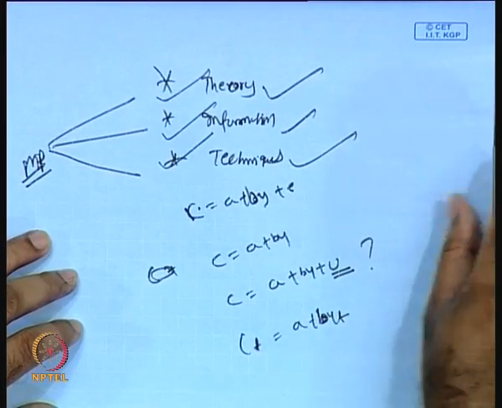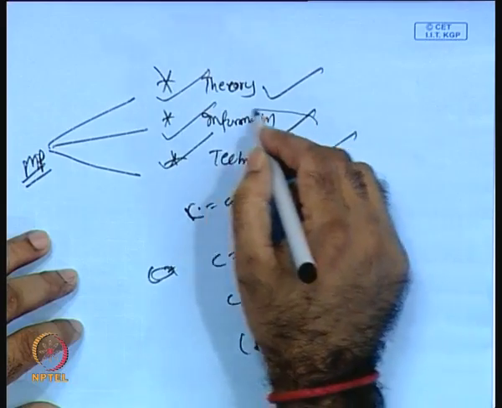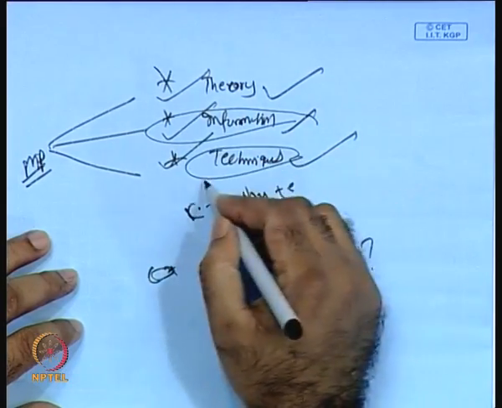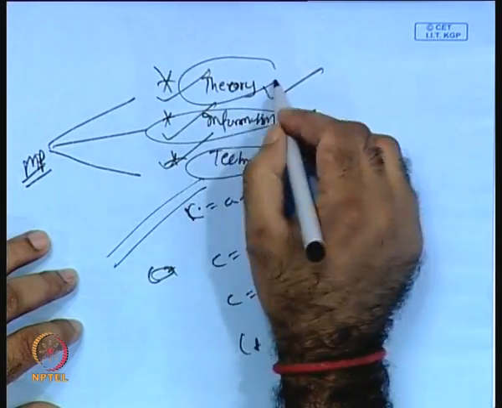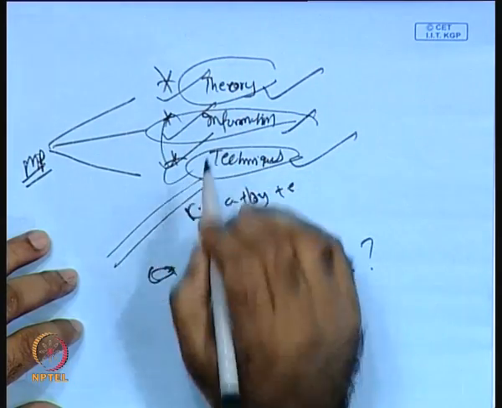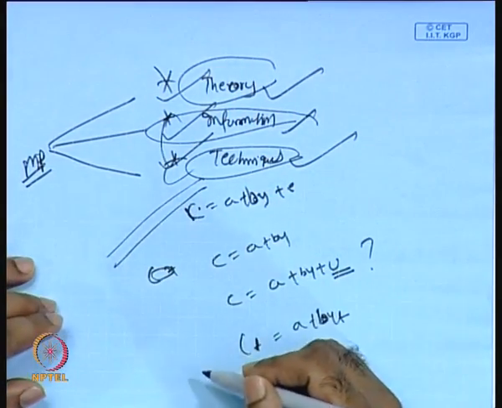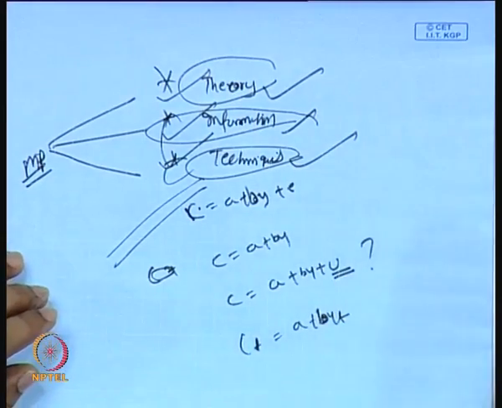Now, so far as information is concerned, I am just noting one thing. We will get to know lots of things about the techniques. Obviously, theory is a must, then information, and techniques will be the ultimate game. These are the instruments we have to play with this theory.